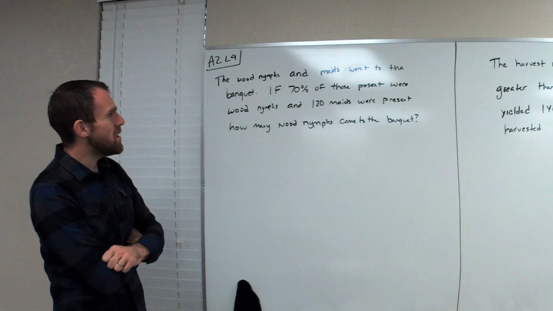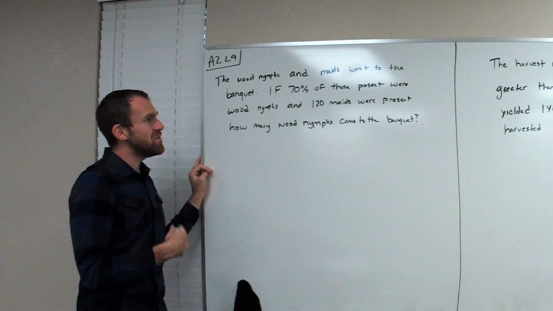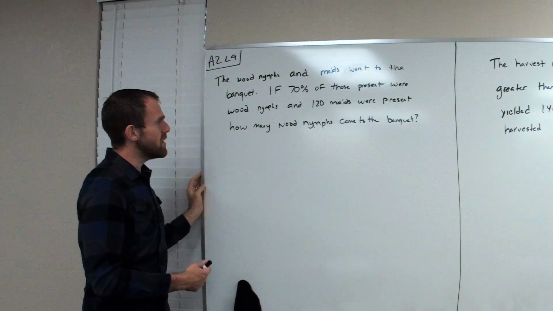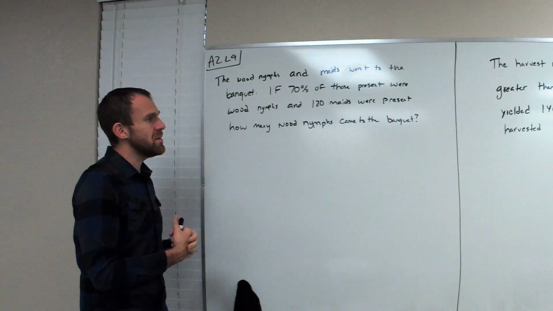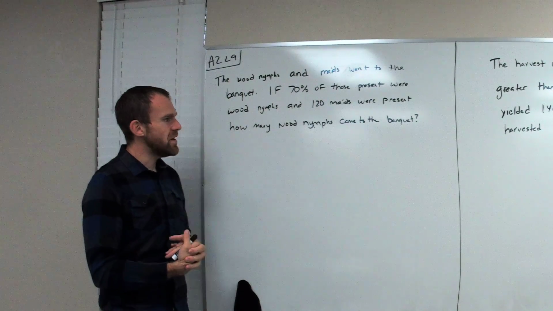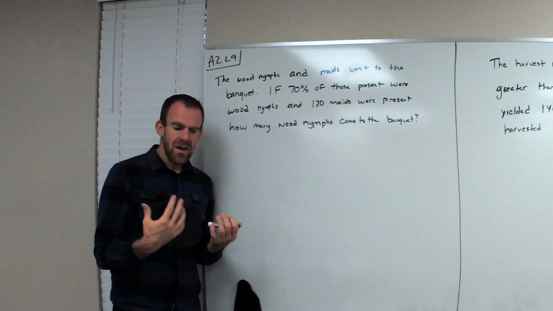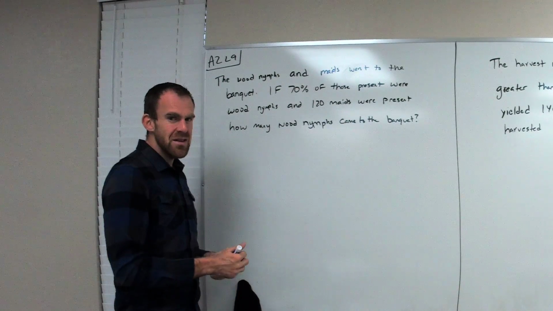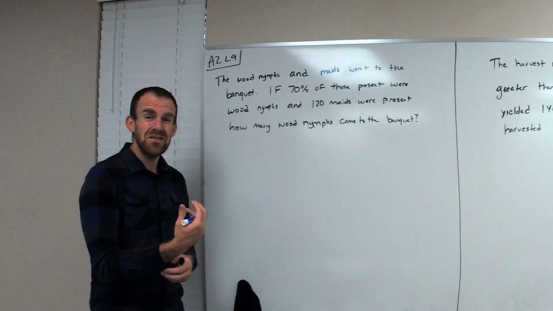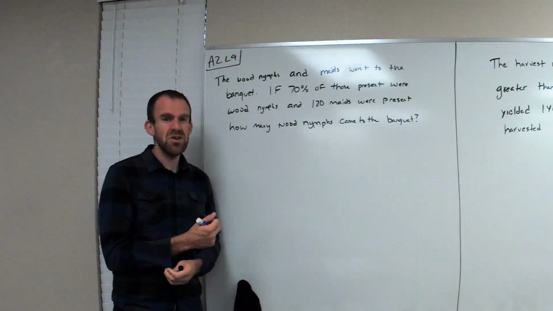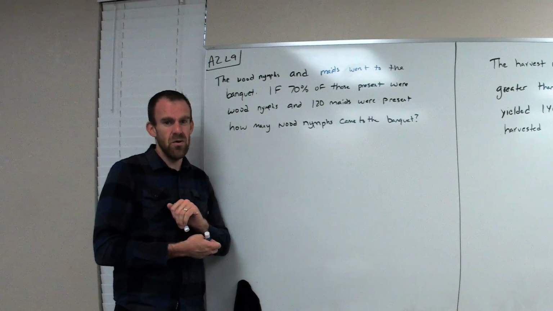The wood nymphs and maids went to the banquet. If 70% of those present were wood nymphs and 120 maids were present, how many wood nymphs came to the banquet? Now, there's an easy way to do this, but then there's a way that you can kind of understand it a little bit better. So I'm going to show you both. You only have to do one.